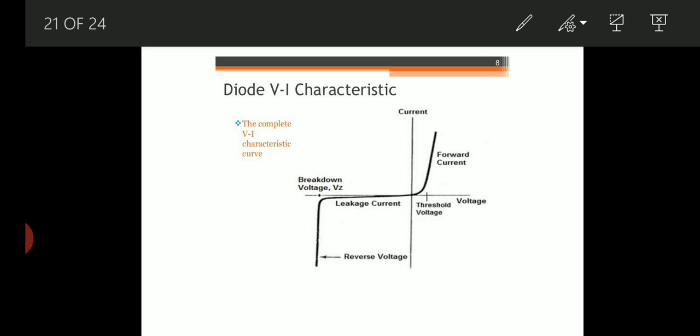This is the complete VI characteristic curve of the PN junction diode. So the forward current increases rapidly in the forward bias after threshold voltage. Similarly, in the reverse bias, the leakage current is very minimum. At breakdown voltage, the current rapidly increases.